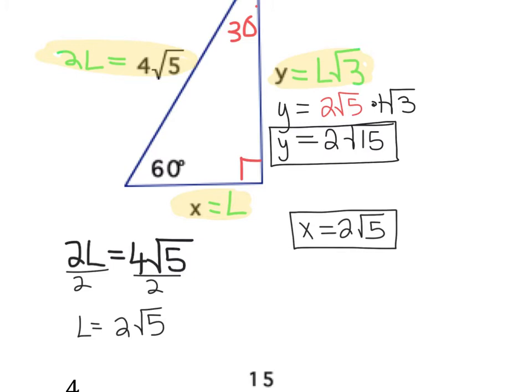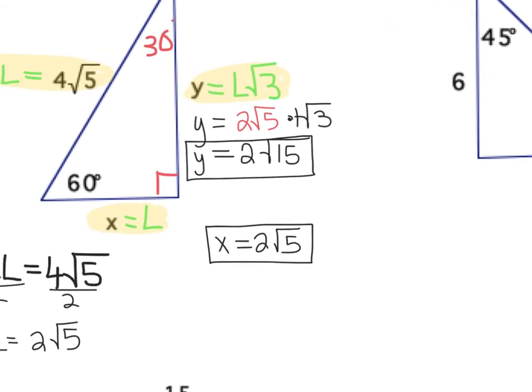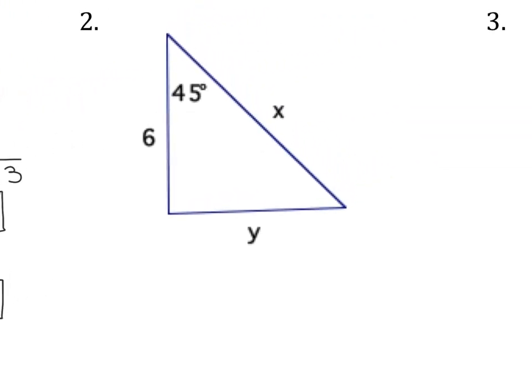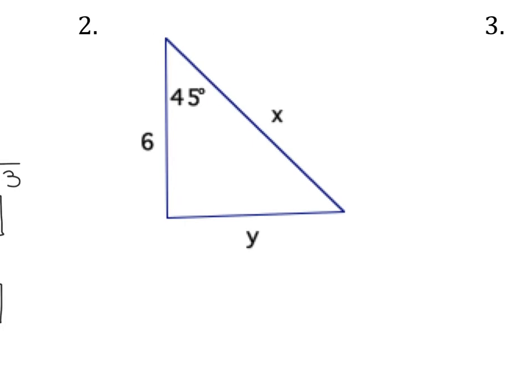These do take practice. You can't use your calculator and do Pythagorean theorem or anything like that. You have to be able to solve these using these special patterns, not a calculator. Okay, let's look at this next one. We have a right triangle, and we have a 45-degree angle, which means this is also 45.